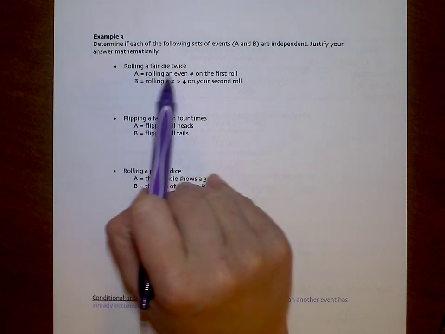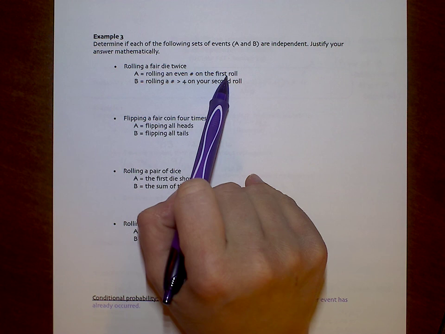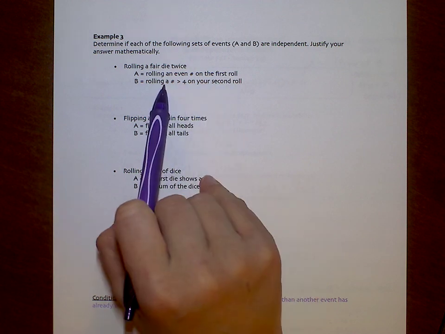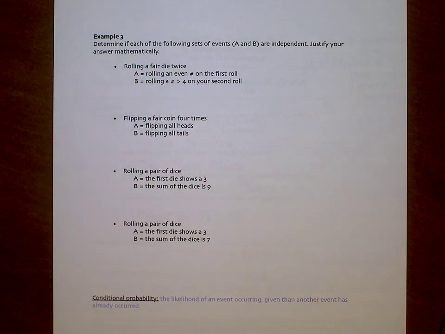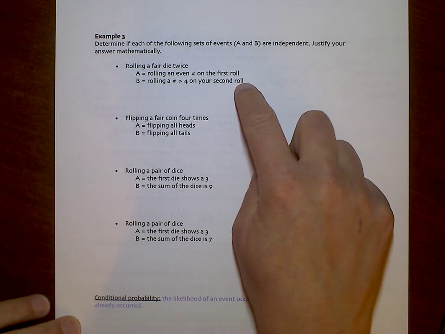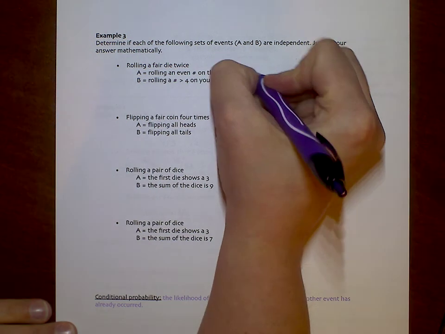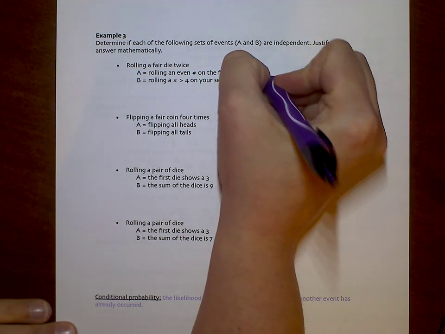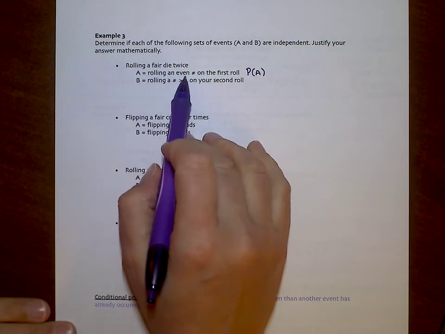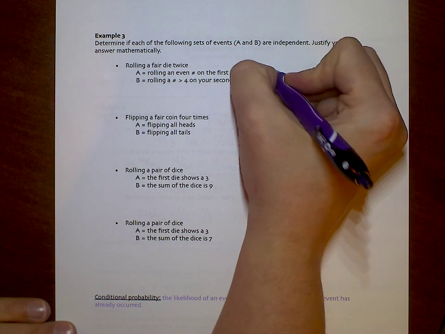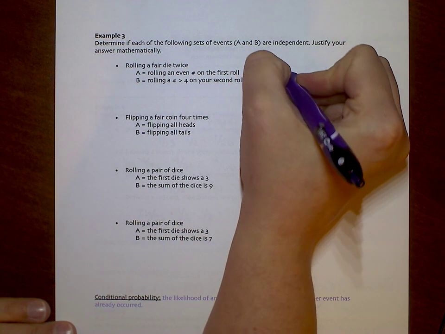So does rolling an even number on the first roll have an effect on the probability of rolling a number larger than 4 on your second roll? I wouldn't think so, right? Because this is one die and this is another. The two dice should be independent from each other. They're not affecting each other. But here's how we're going to find out. We're going to find the probability of A. And the probability of rolling an even number on the first roll would be 3 out of 6, which is 1/2.